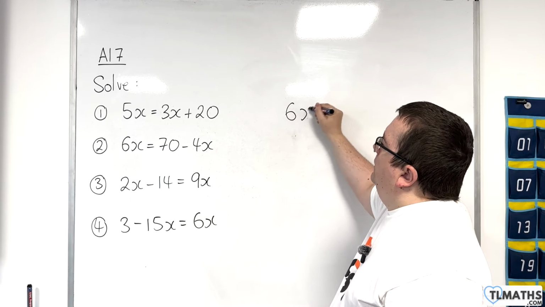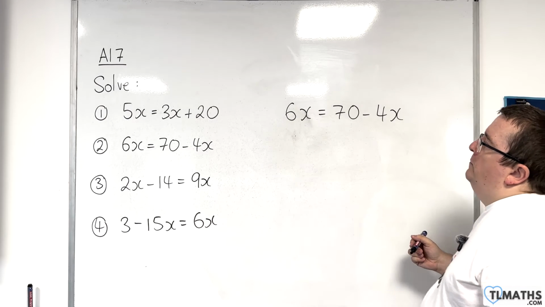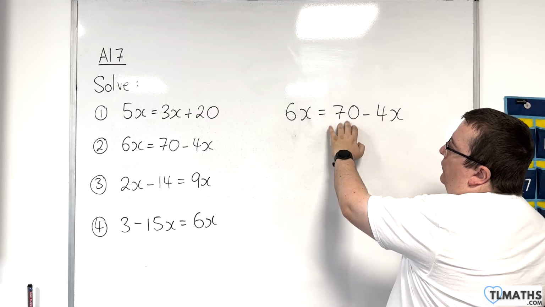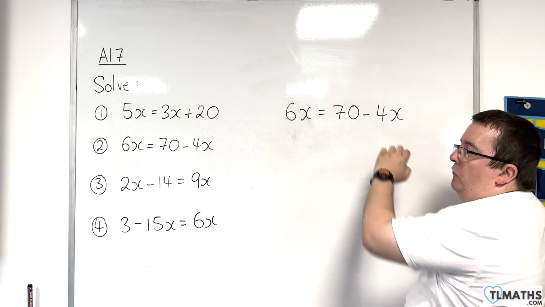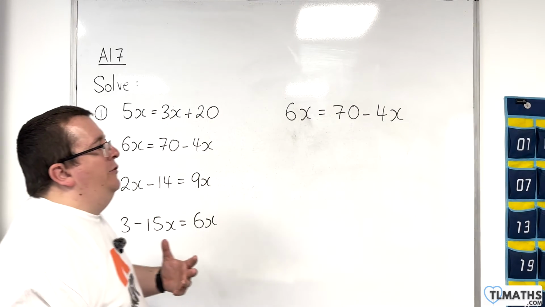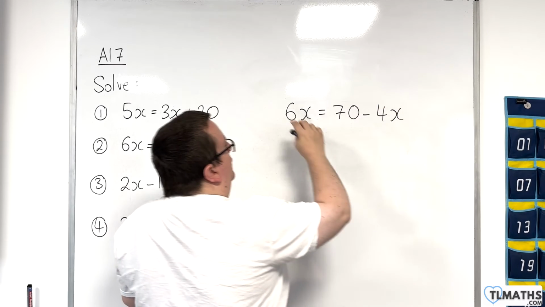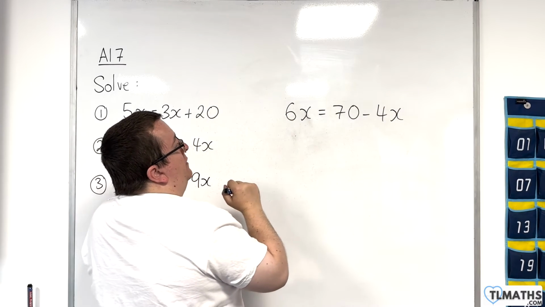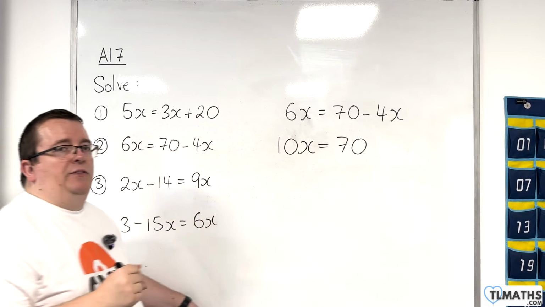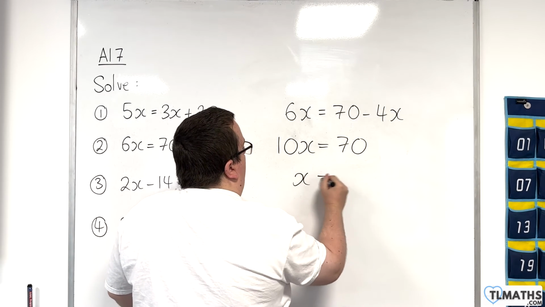We have 6x is equal to 70 take away 4x. So again, I'm looking at that right-hand side and thinking, well, I've got a mixture of a constant term, 70, and this linear term, the 4x, or minus 4x. So what I want to do is get all the x's on one side. So if I add 4x to both sides, I can remove it from that side, and then I'll just have x's on the left-hand side. So adding 4x to both sides gets me 10x is equal to 70. And then I can divide both sides by 10, so x is equal to 7.